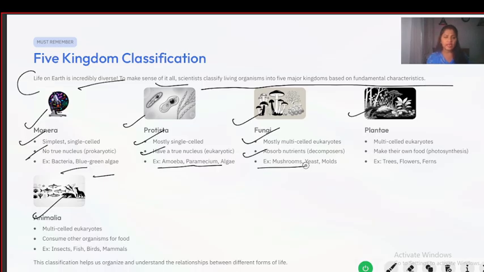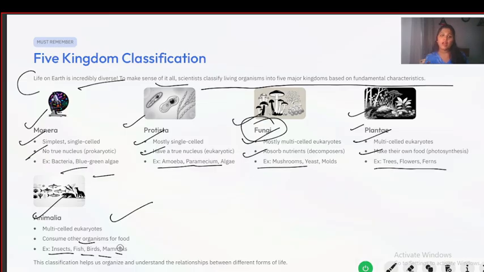All these are also examples which come under the kingdom of fungi. Plantae: multicellular eukaryotes that make their own food, that is, through photosynthesis. Examples: trees, flowers, ferns. Animalia: again multicellular eukaryotes, which consume other organisms for food. Insects, fish, birds, mammals are examples of this particular kingdom, that is Animalia.